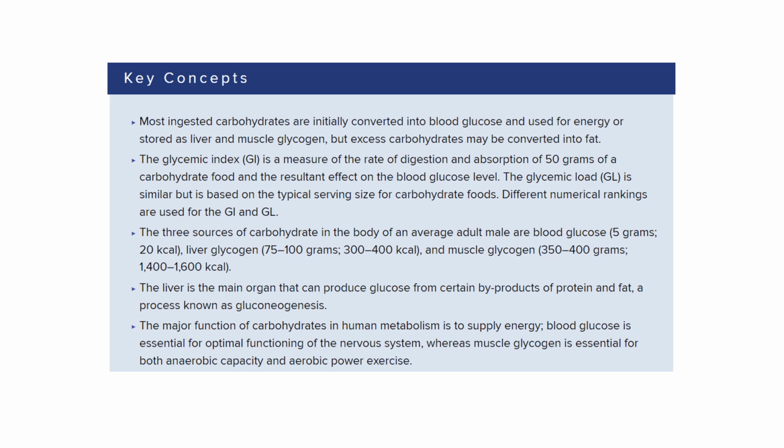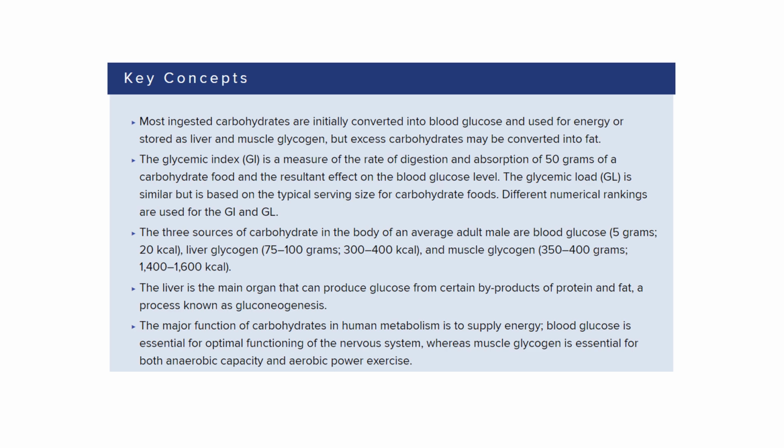The 3 sources of carbohydrates in the body of an average adult male are blood glucose, which is about 5 grams, which is like 20 kcals, liver glycogen, which is 75 to 100 grams, and then muscle glycogen, which is about 350 to 400 grams, on a 1,400 or 1,600 calorie diet.